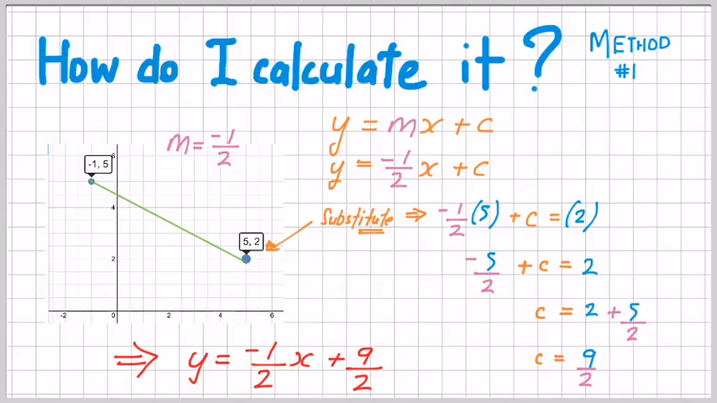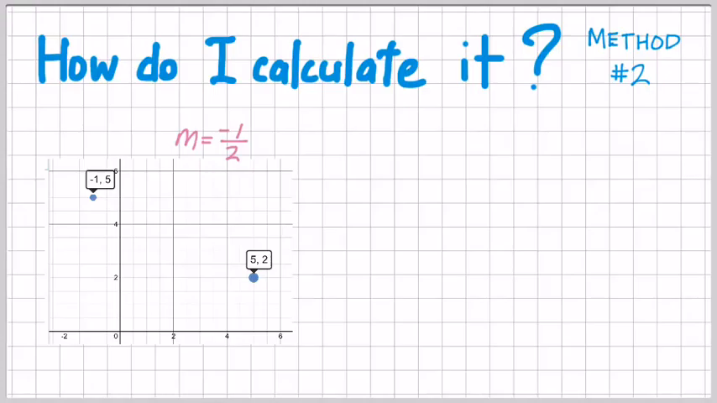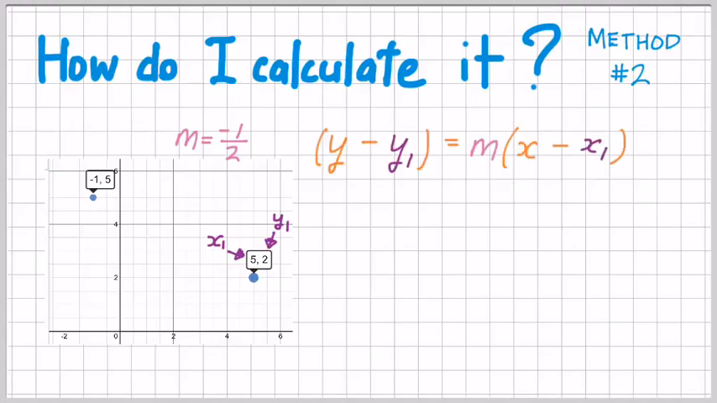That's the ultimate aim. Now let's have a look at another method, method 2. Again, we've got the same 2 points with a gradient of negative 1 over 2, and we're going to choose a point. In this case, I'm going to choose 5 over 2 and label it x1 and y1. I could equally choose the other point as well.